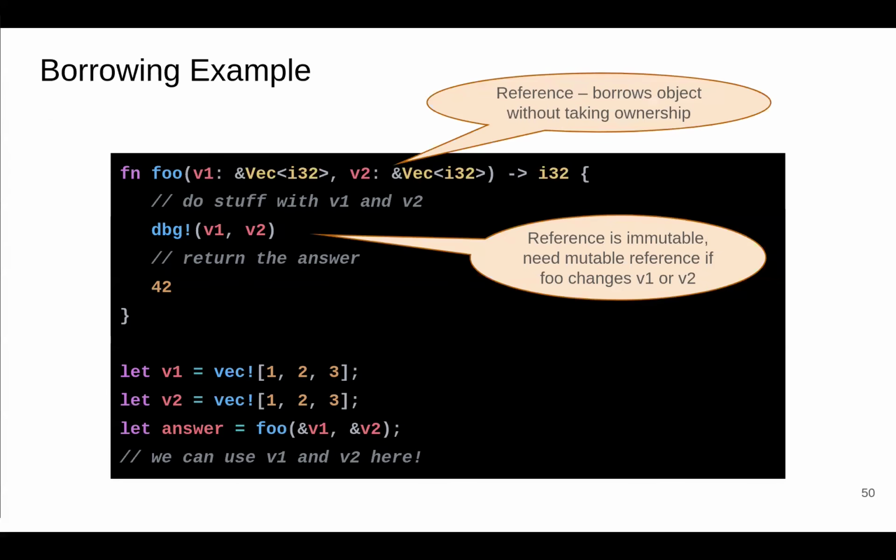So here in this example, we've got v1 is a vector, v2 is another vector, answer equals foo with references to v1 and v2, which means we can use v1 and v2 later on here, because we say that, hey, we're just borrowing these two vectors. The reference is immutable. If foo would change it, we would need a mutable reference and thereby exclusive access to it.